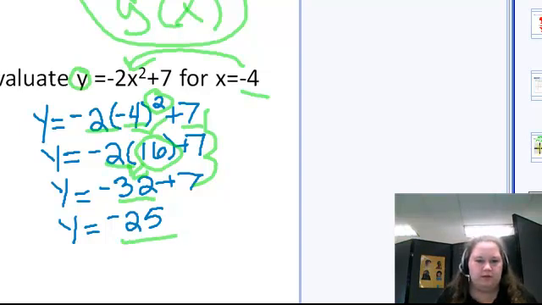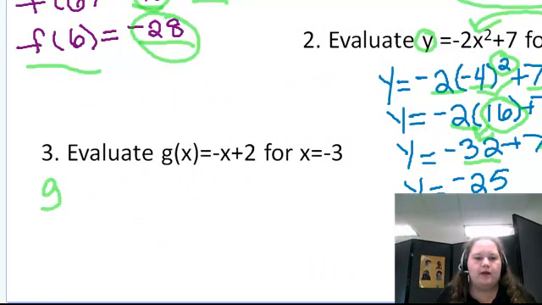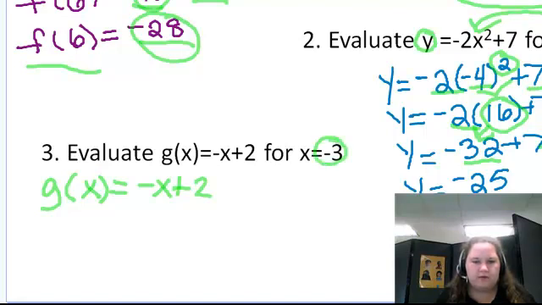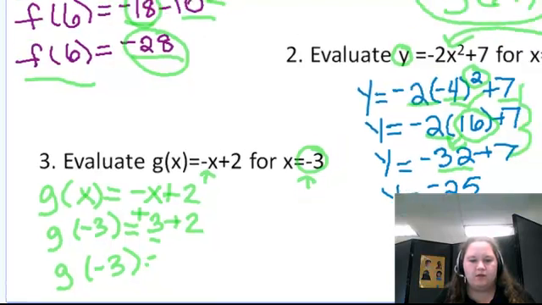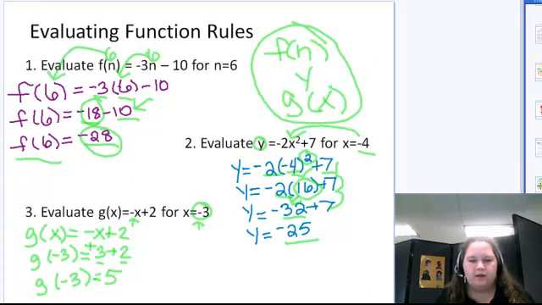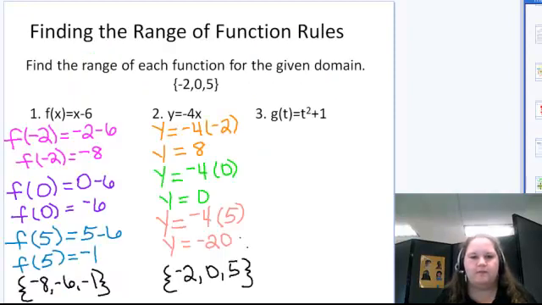So let's do this one over here together. We have g of x, negative x plus 2, and we're saying negative 3 goes in for the x. So g of negative 3 equals a positive 3, because you have a negative here, but our x is negative, so it becomes positive 3 plus 2. So g of negative 3 equals 3 plus 2, which is 5.